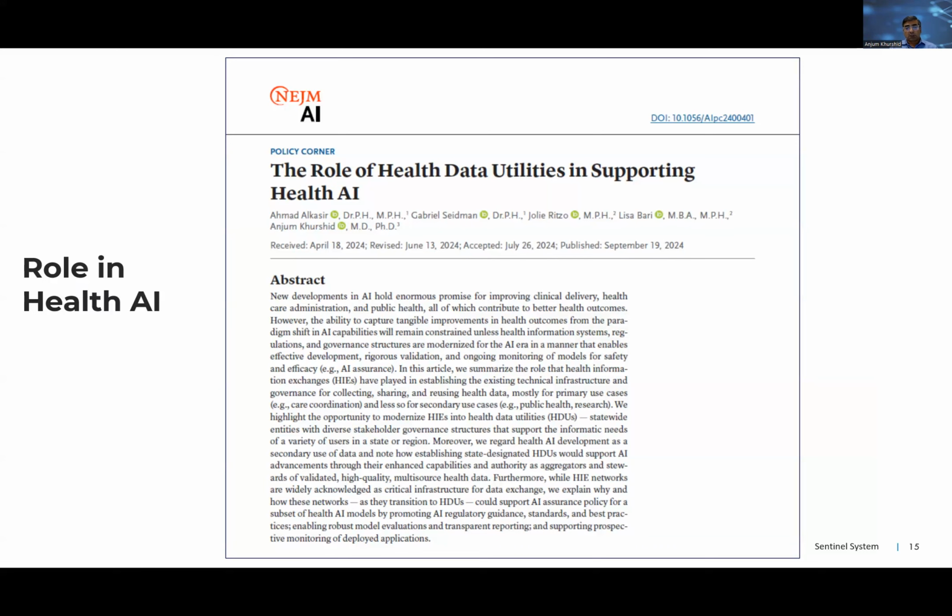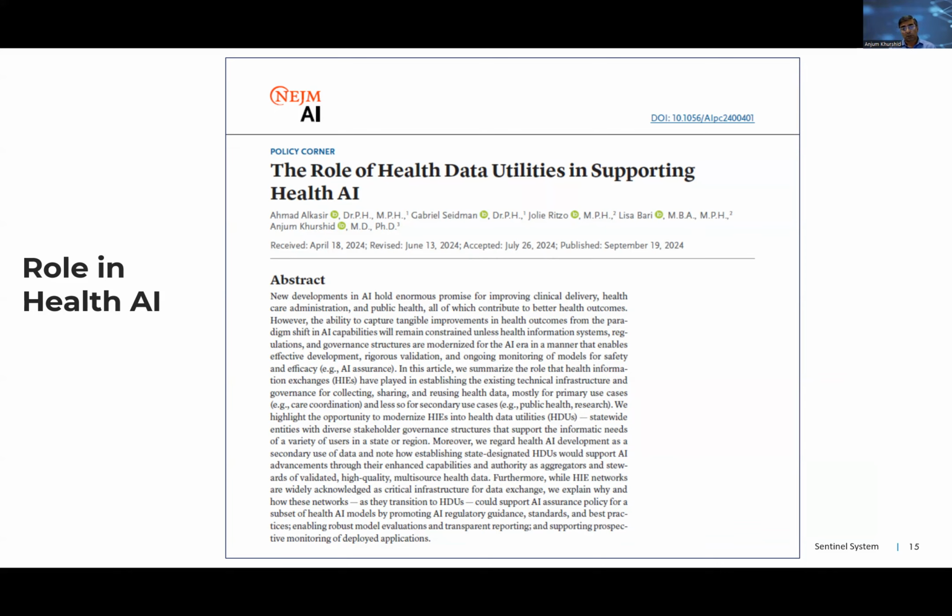And this is just hot off the press. This was just published last week in the New England Journal of Medicine AI. As we move into this future where we develop AI models for healthcare, HIEs evolving into health data utilities can play an important role in ensuring that we are taking equity into consideration by providing more representative data and facilitating local patient and provider engagement and building trust in these models.